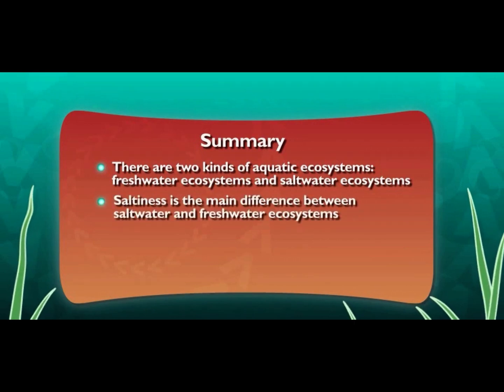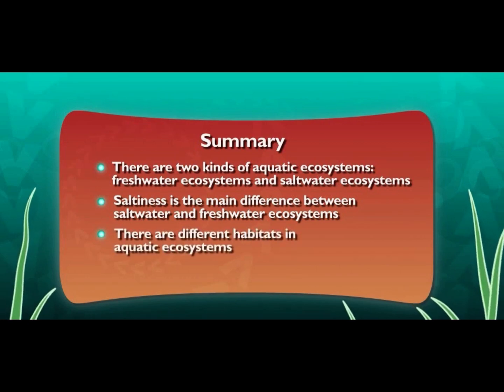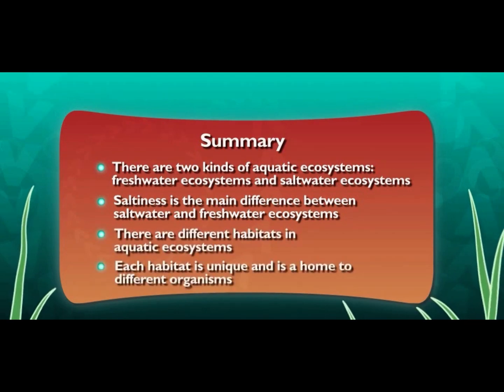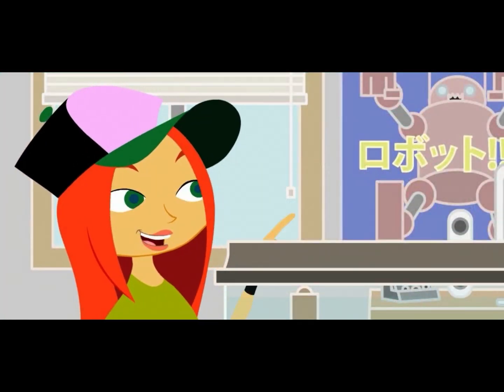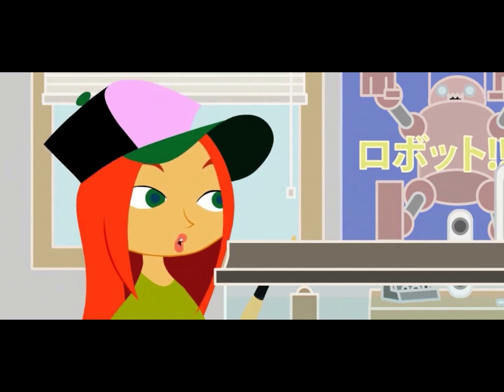Well, at least now I know the difference between saltwater and freshwater ecosystems. Saltwater ecosystems are very salty, and freshwater ecosystems are not as salty. There are different habitats in aquatic ecosystems. Each habitat is unique and is a home to different organisms. And no matter how cool they are, saltwater fish can't live in a freshwater tank.